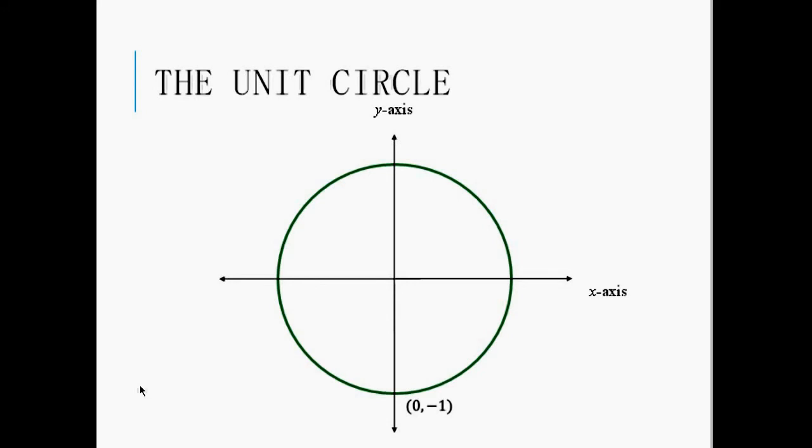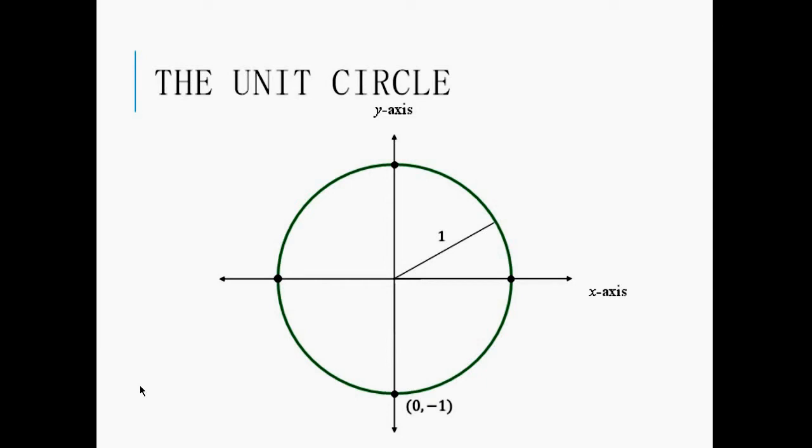In the coordinate plane, we have both the x-axis and the y-axis. Now for the reason that we call it the unit circle. The unit refers to the radius of the circle. In order to make the math as simple as possible, we're going to make the radius of our circle 1 unit. Because the radius of the circle is 1 unit, we can find these 4 points very easily.